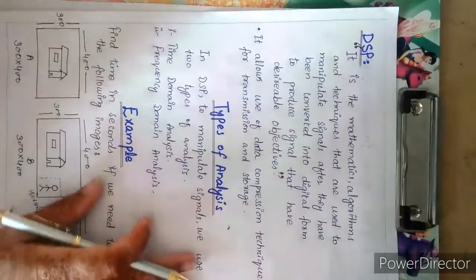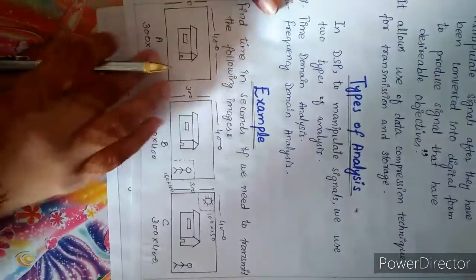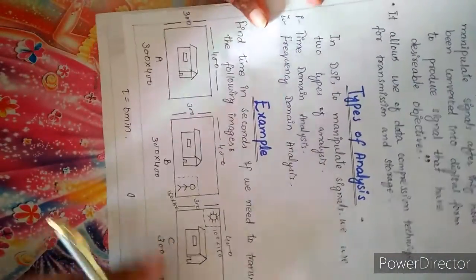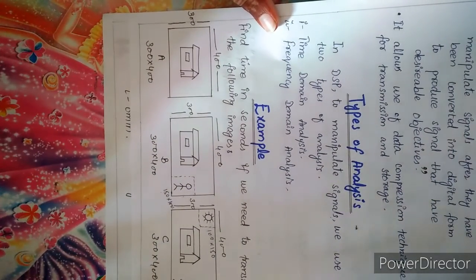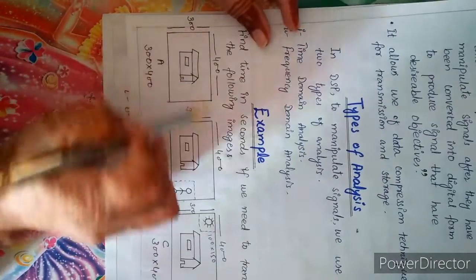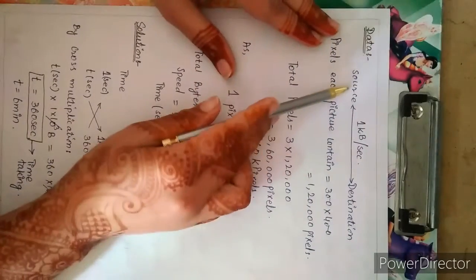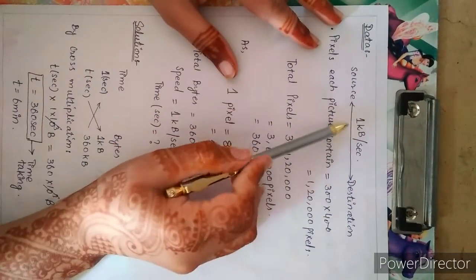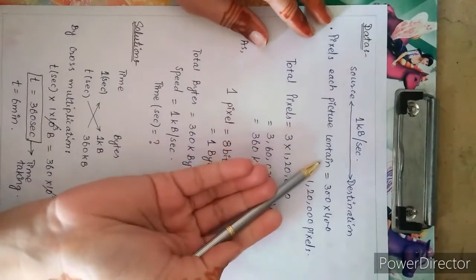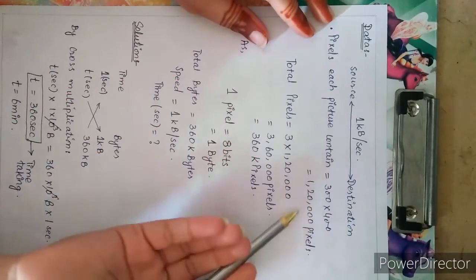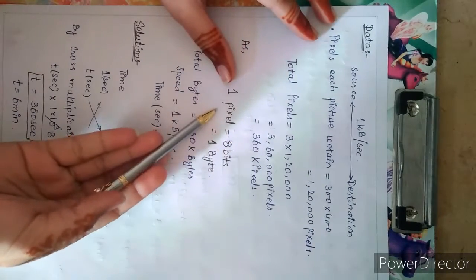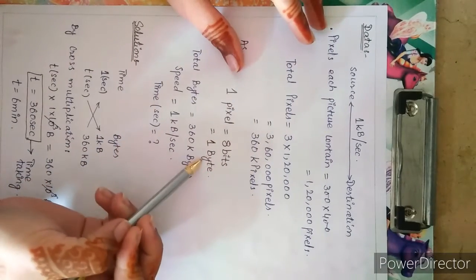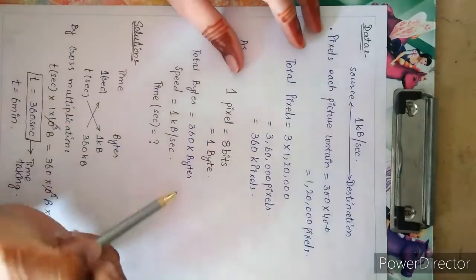Now the example: we have three images and we want to transmit these images in minimum time by using some DSP techniques. Each image has a dimension of 300 cross 400. First of all, when we move data from source to destination, the speed is 1 kilobyte per second. Multiplying the dimensions, each picture contains 120,000 pixels. Then total pixels are 360k pixels. In a grayscale image, one pixel is equal to 8 bits, which is equal to 1 byte. Then total bytes are equal to 360k bytes.